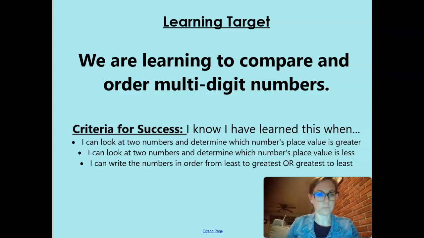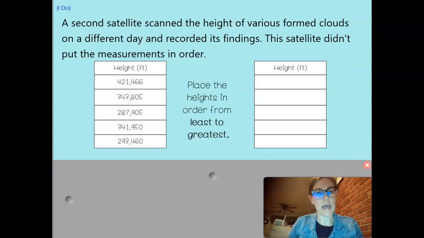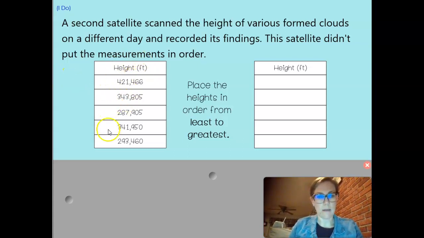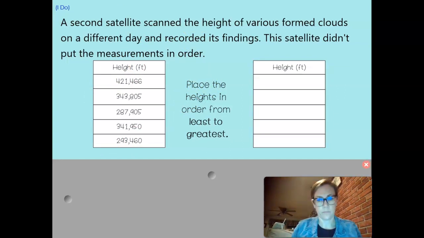Okay, here we go. A second satellite scanned the height of various formed clouds on a different day and recorded its findings. This satellite didn't put the measurements in order. So here are the heights on the left-hand side. And it tells us in the middle to place the heights in order from least to greatest.